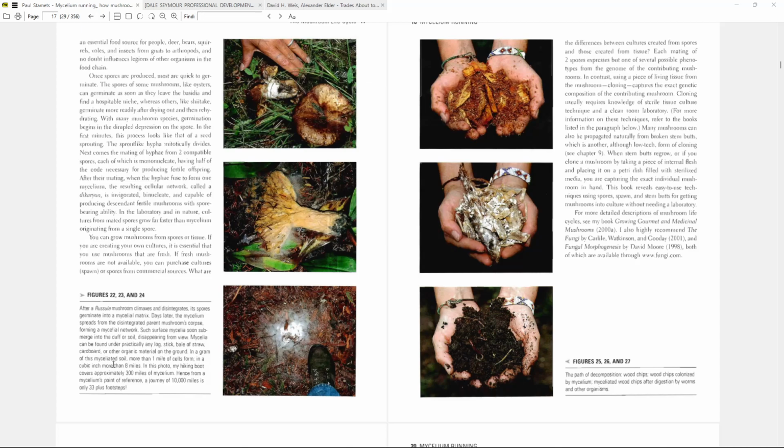In a gram of this myceliated soil, more than a mile of cells form. In a cubic inch, more than 8 miles. In this photo, my hiking boot covers approximately 300 miles of mycelium. Hence, from a mycelium's point of reference, a journey of 10,000 miles is only 33 feet plus.